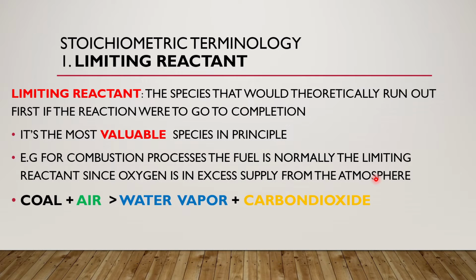Now let's start with the stoichiometry terminology. Firstly, we have a limiting reactant. A limiting reactant is the species that would theoretically run out first if the reaction were to go to completion. So if there's a complete reaction or complete conversion or a maximum reaction or 100% completion of the limiting reactant, we can use that assumption to actually determine the limiting reactant, as you can see as we move forward with our lesson.